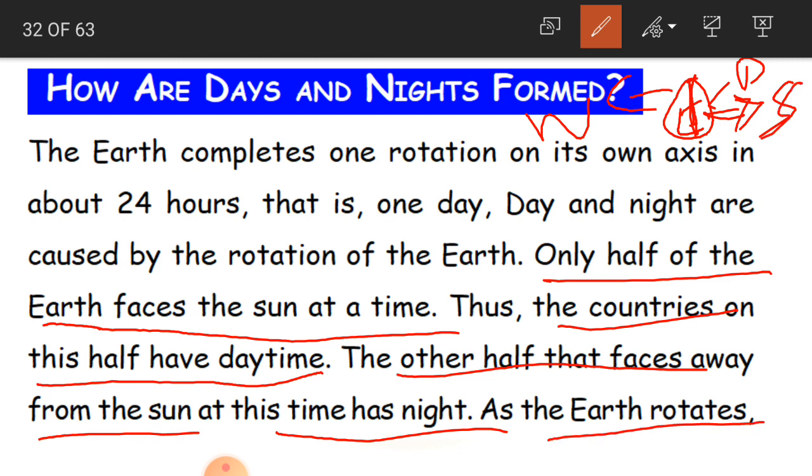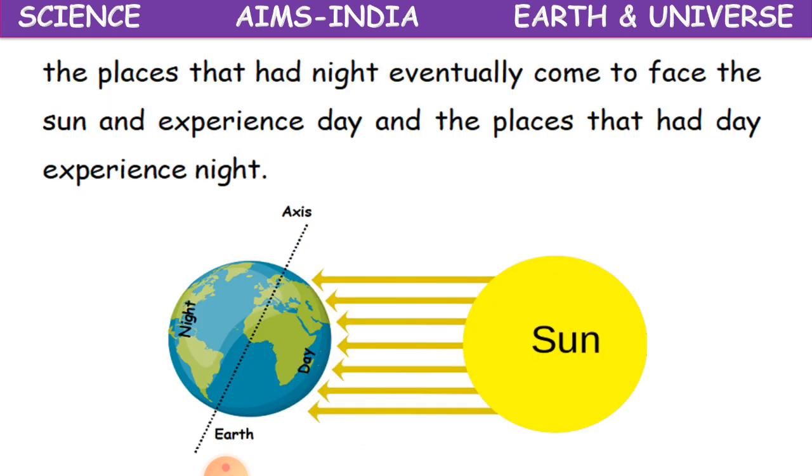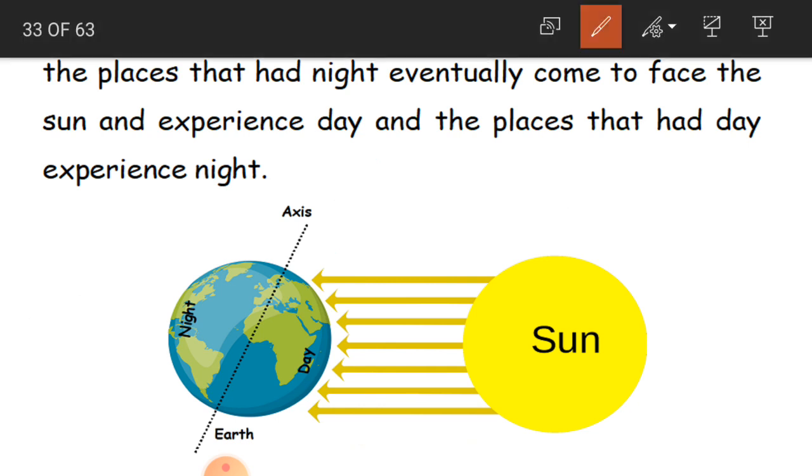Okay, children. So as the earth rotates, what happens? The places that had night eventually come to face the sun and experience day, and the places that had day experience night. See here. As I have said before, this is our imaginary axis of the earth. When the earth rotates around itself, this half part will be exposed to the sun and is going to receive the light, and the places on this side will be having the day.